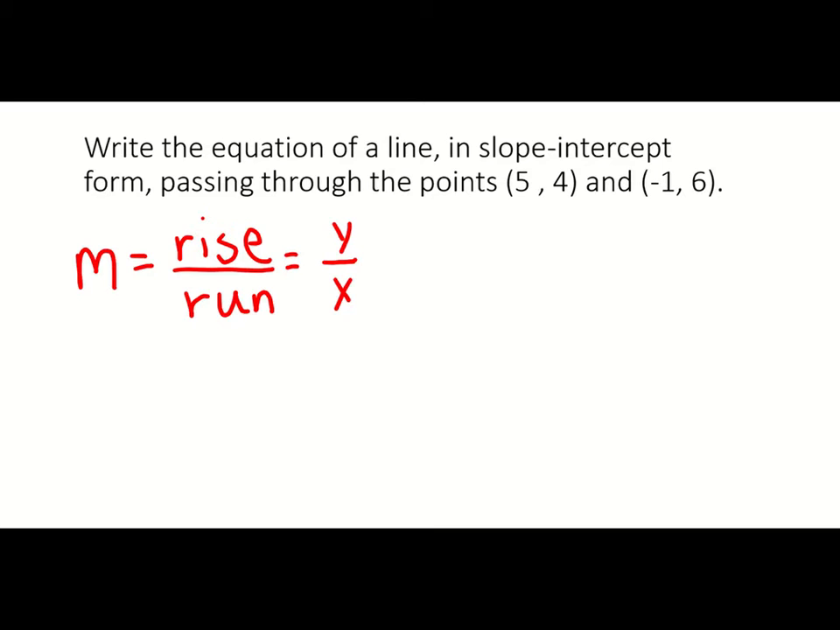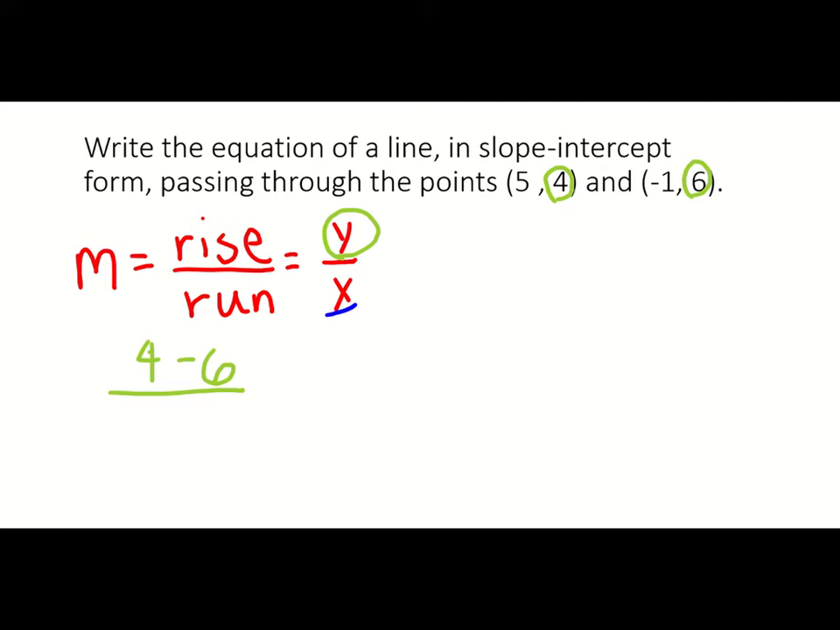So what we want to do is first focus on our y values, and we're going to look at each point and circle the y value. So in (5, 4), 4 is the y value, and in (-1, 6), 6 is the y value. So 4 minus 6 would be the change in my y values going left to right, 4 minus 6.